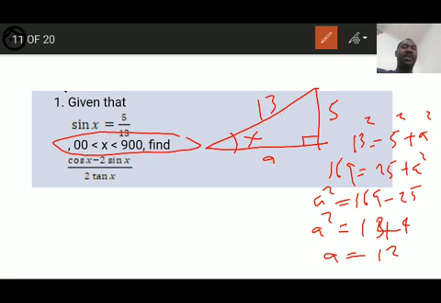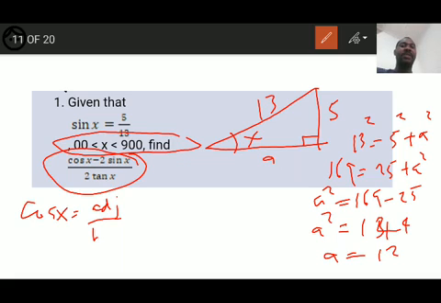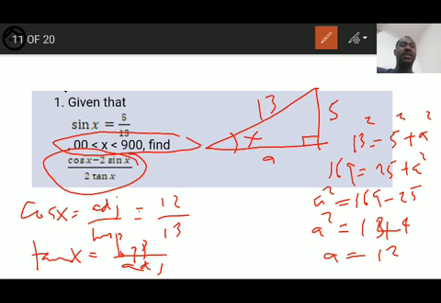So it means that to find this, we need to find cos x and we need to find tan x. What is cos x? Cos x is adjacent over hypotenuse. So my adjacent is what we just got now, which is 12, all over the hypotenuse, 13. Then your tan x is opposite over adjacent. So our opposite is already 5, but adjacent is 12. So the cos x is 12 over 13, while the tan x is 5 over 12.